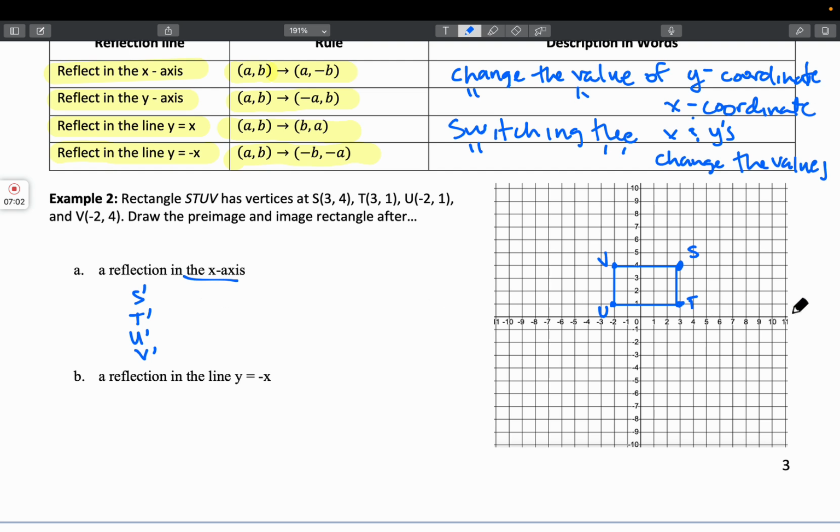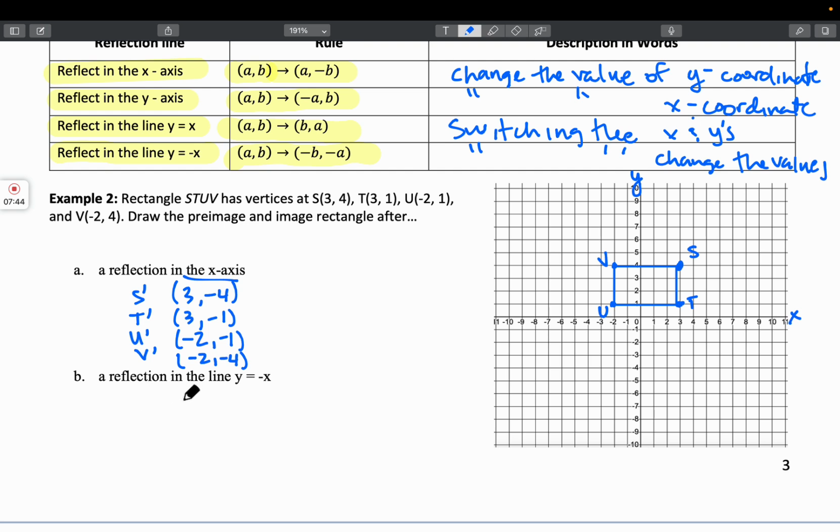Our x-axis, remember, is that horizontal axis. Y-axis is our vertical axis. So when we reflect in x, we're going to change the value on the y-coordinate. So S prime is going to go to (3, -4). T prime is going to go to (3, -1). U prime is going to go to (-2, -1). And V prime is going to be (-2, -4). All right, take a second to plot that figure. You should see that that lies right down here in quadrants 3 and 4.